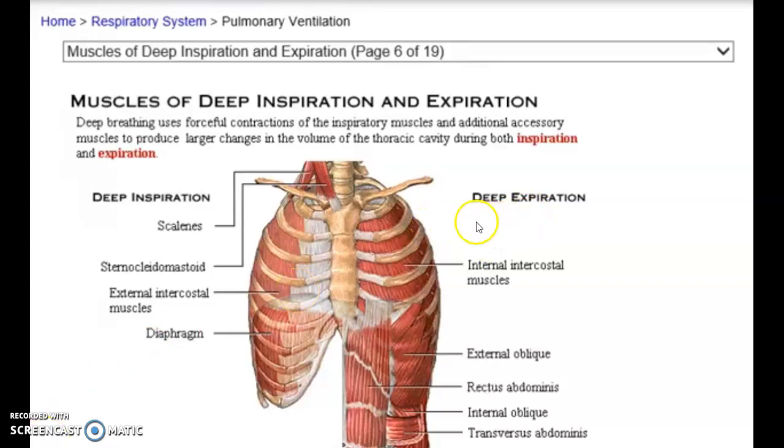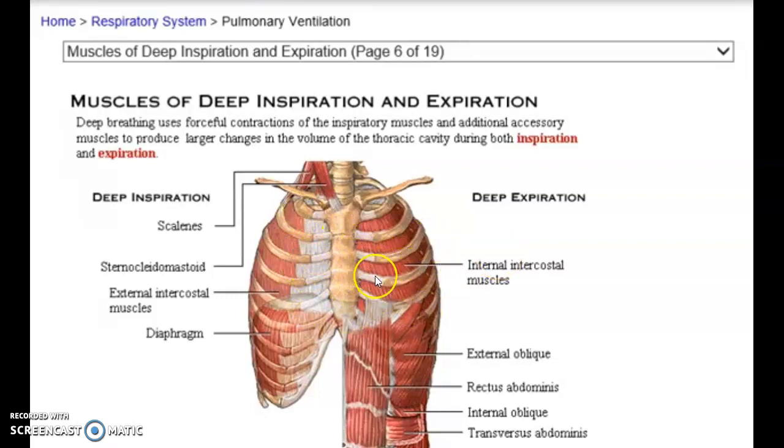Whereas a quiet expiration was just a relaxing of the diaphragm, where it went back up, and the external intercostal muscles, a deep expiration, when you're really pushing that air out, you're going to also use your internal intercostals, which are more inside and overlap some of the external intercostals. And you're also going to use your abdominal muscles, especially the oblique muscles. So your rectus abdominis, your external oblique, internal oblique, and transverse abdominis also get involved, and what they do is compress everything inward to the point that it really makes this whole thoracic area smaller.